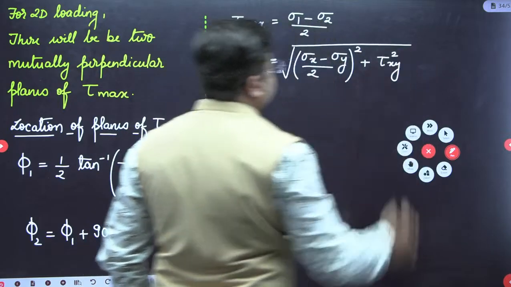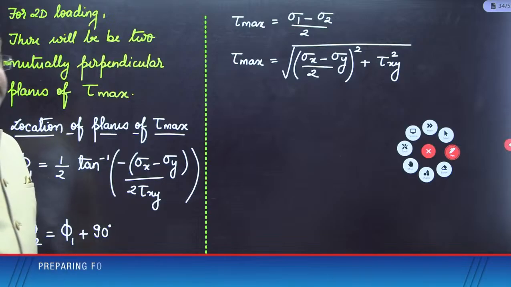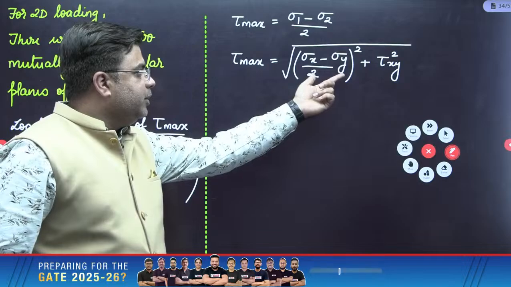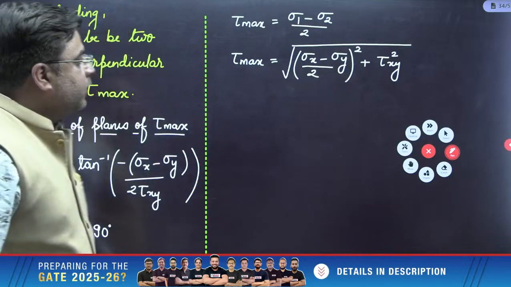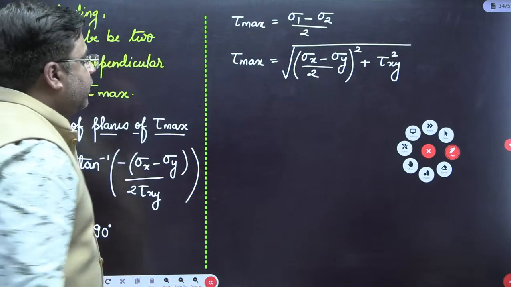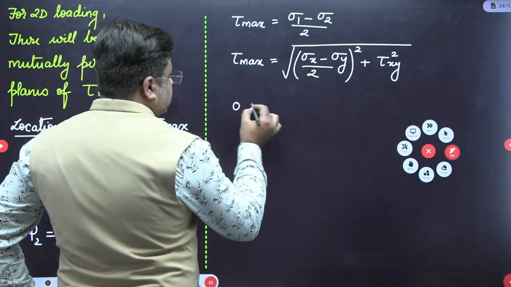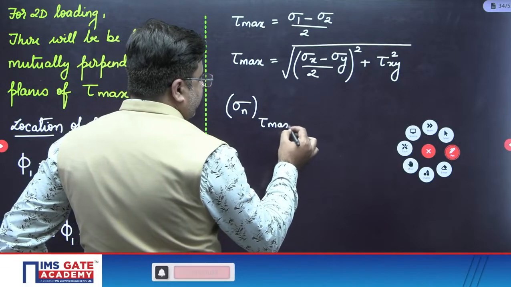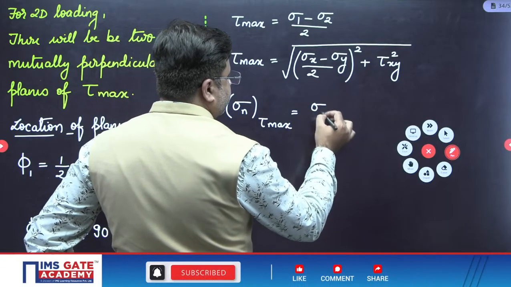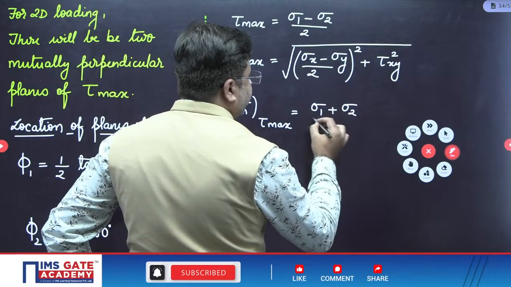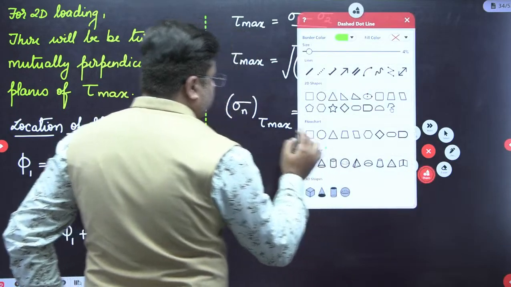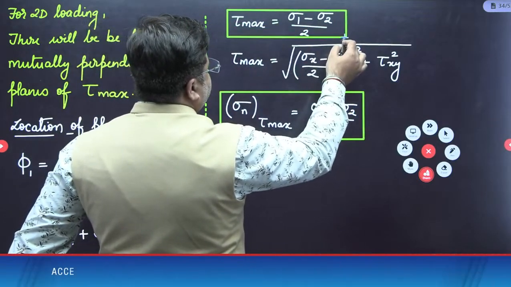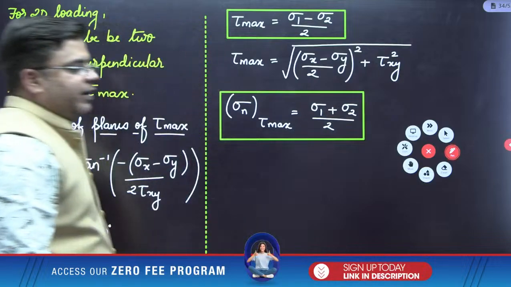Sigma x minus sigma y by 2 the whole square plus tau xy square, that is also equal to tau max, right? If you remember, this is nothing but the radius of the Mohr circle. Last one is the normal stress on the plane of maximum shear stress, which is equal to sigma 1 plus sigma 2 divided by 2. So these are very important formulas.